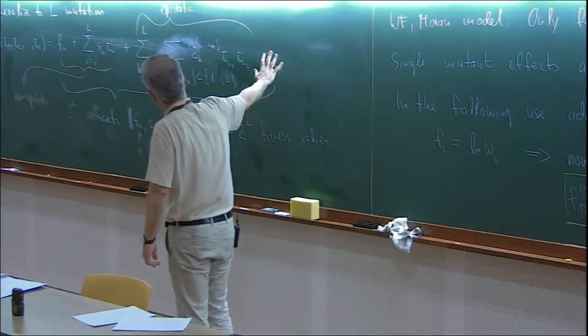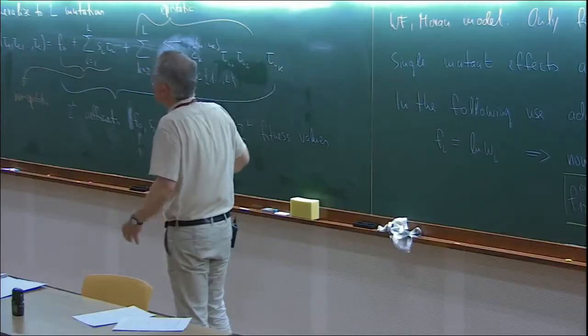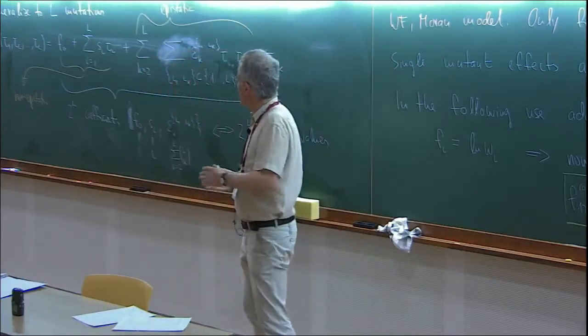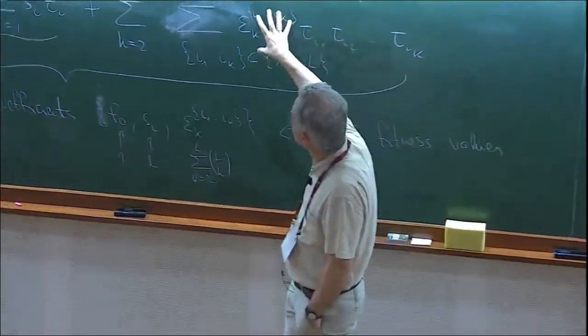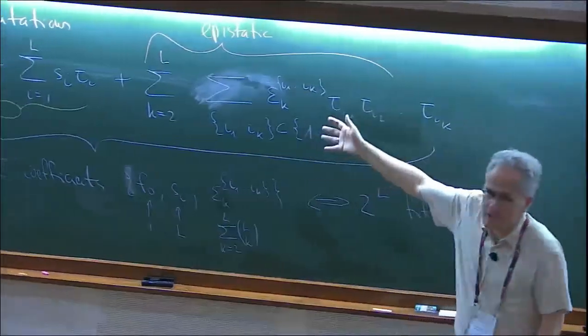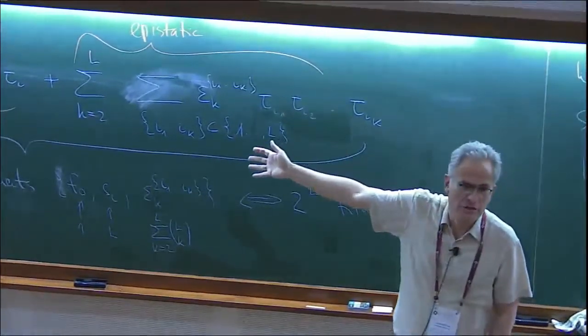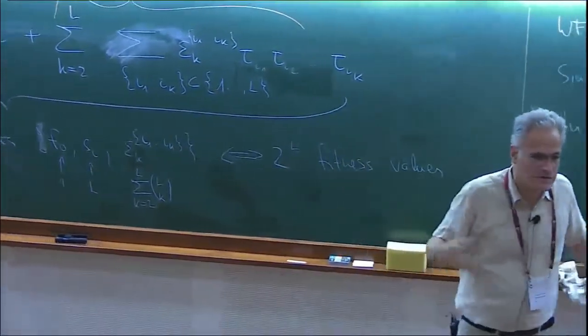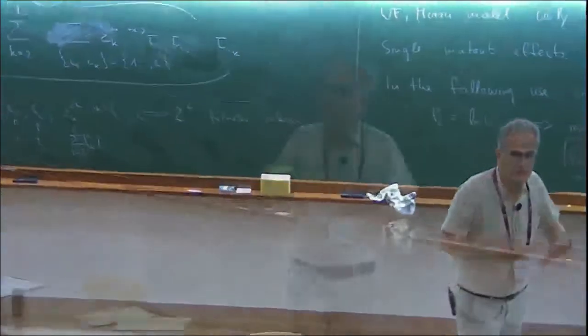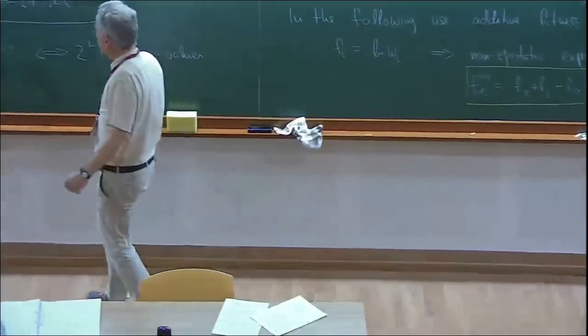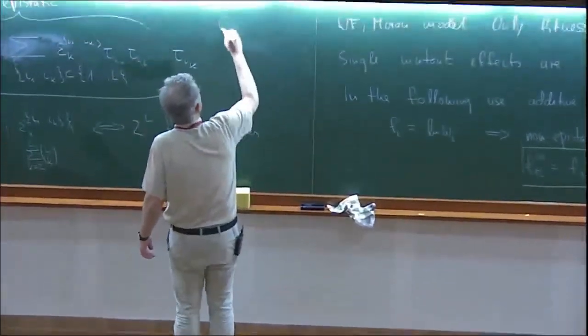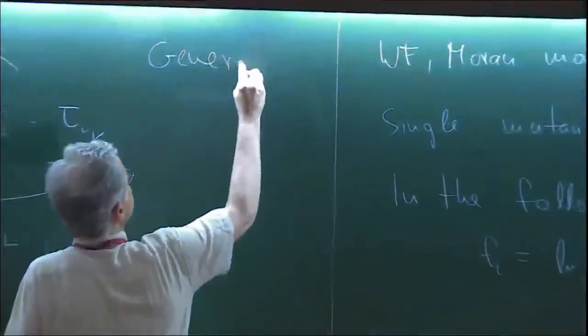At the moment, the point is just that this is a general way of representing fitness landscapes and of analyzing them with regard to interaction. So now you can ask questions about how much interaction is there? Are these interactions mostly pairwise, or are there higher order interactions, and so on? Okay, so this is a general way of representing a fitness landscape.